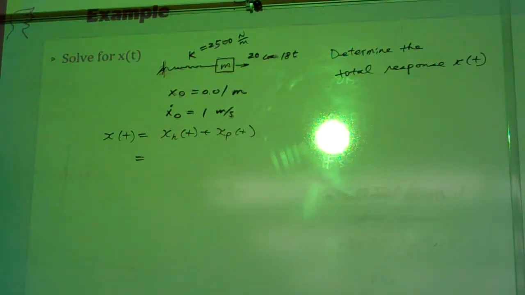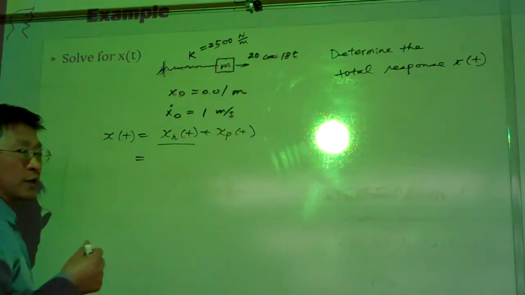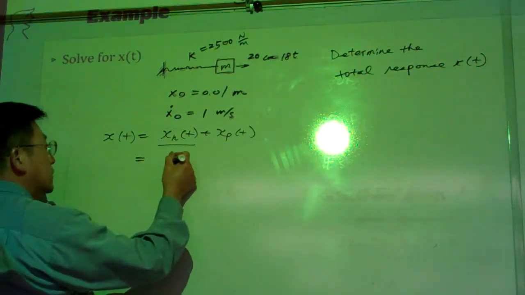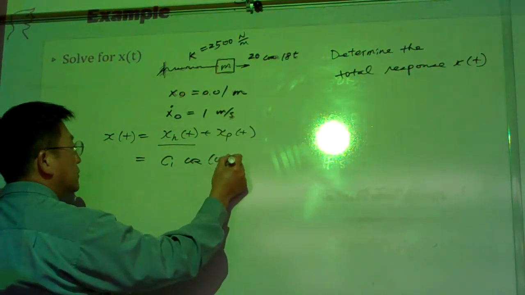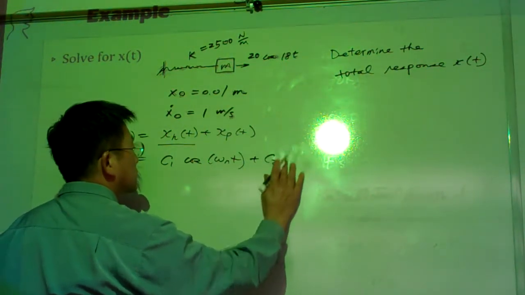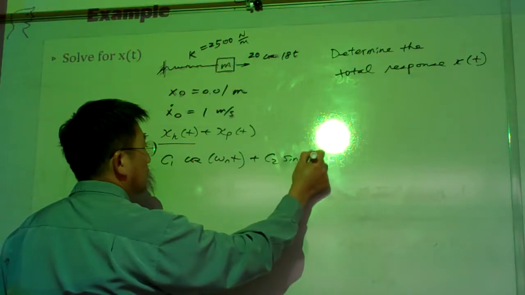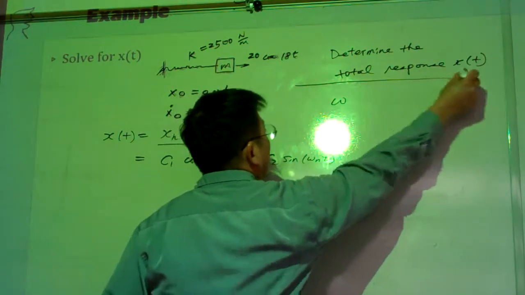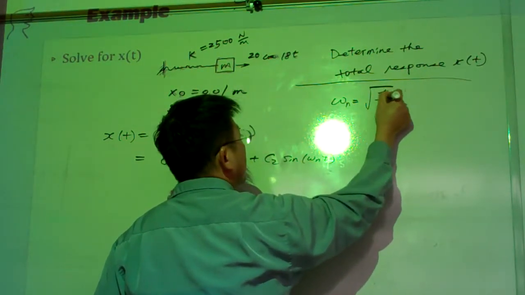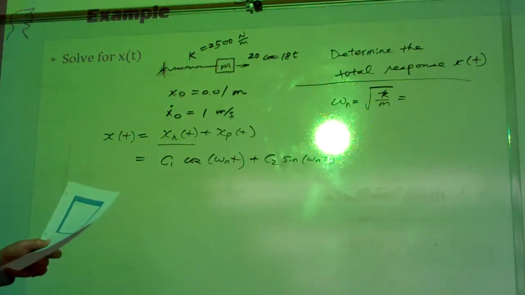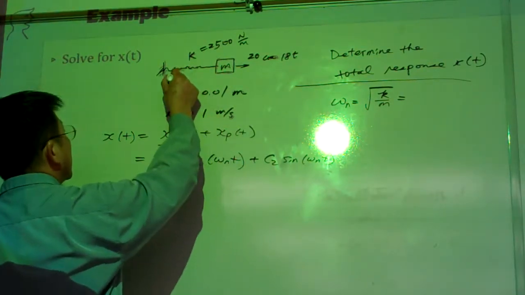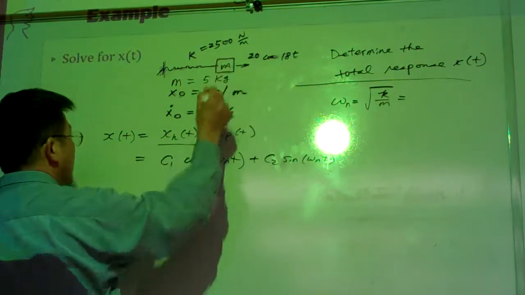Okay, so the transient response is here for this term. That is a combination of sine, cosine, and of the frequency omega n t. So that is C1 cosine omega n t plus C2 sine omega n t. Okay, so here we need to determine omega n. So omega n will be equal to square root of k over m. And for our m here, I didn't give that number. m equal to 5 kilogram.